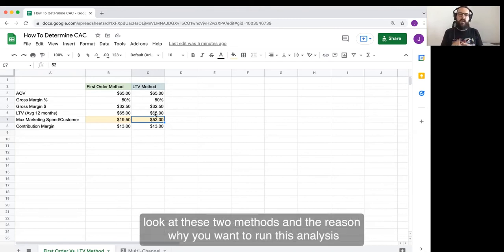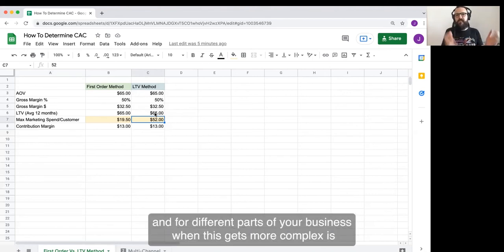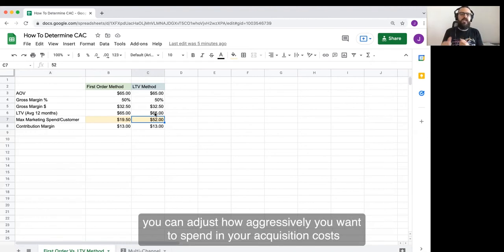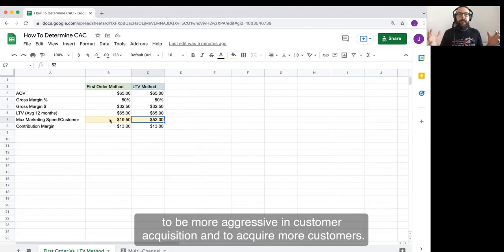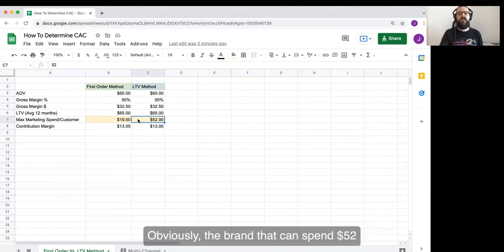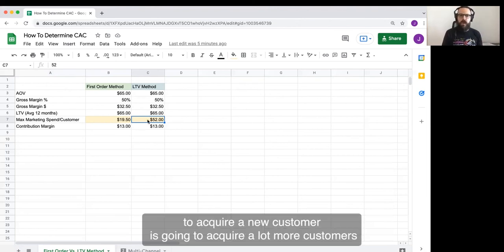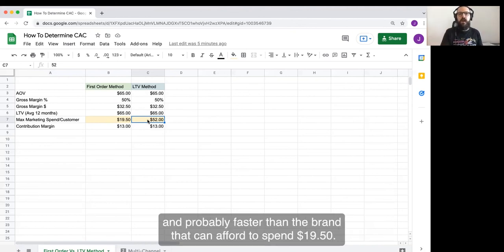But the reason why you want to look at these 2 methods, and why you want to run this analysis at different points in time and for different parts of your business when this gets more complex, is that you can adjust how aggressively you want to spend in your acquisition costs to acquire more customers. Obviously, the brand that can spend $52 to acquire a new customer is going to acquire a lot more customers, and probably faster, than the brand that can afford to spend $19.50.